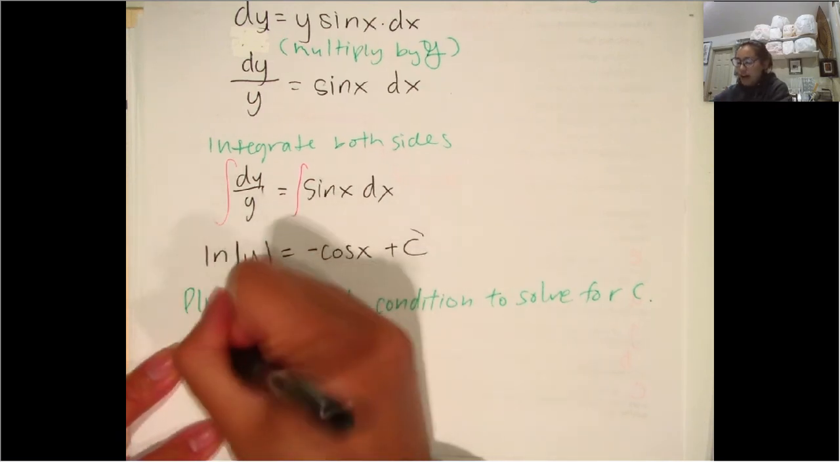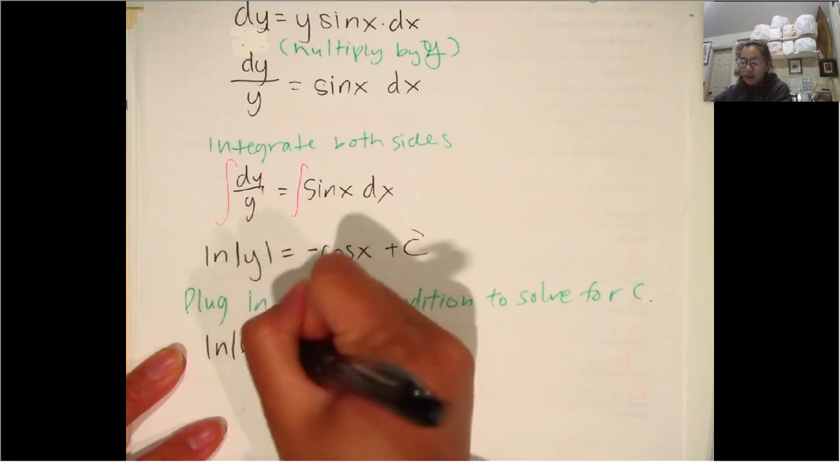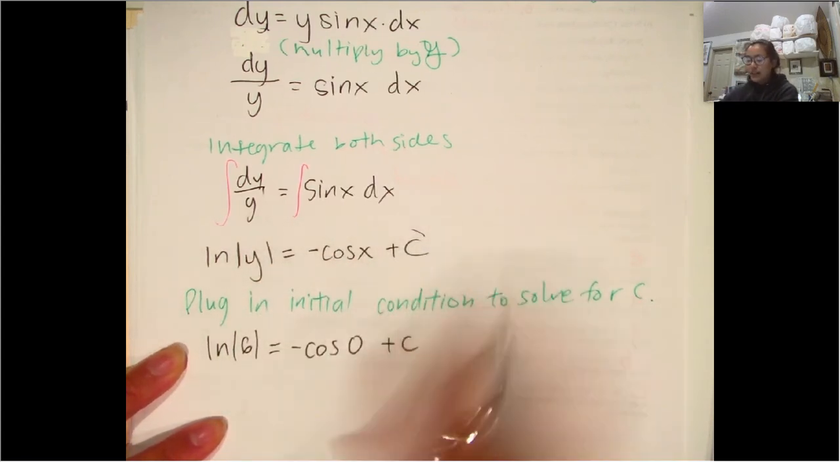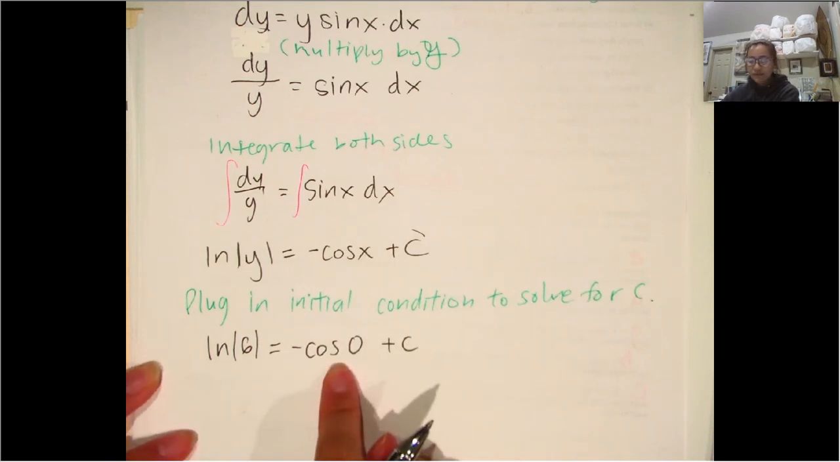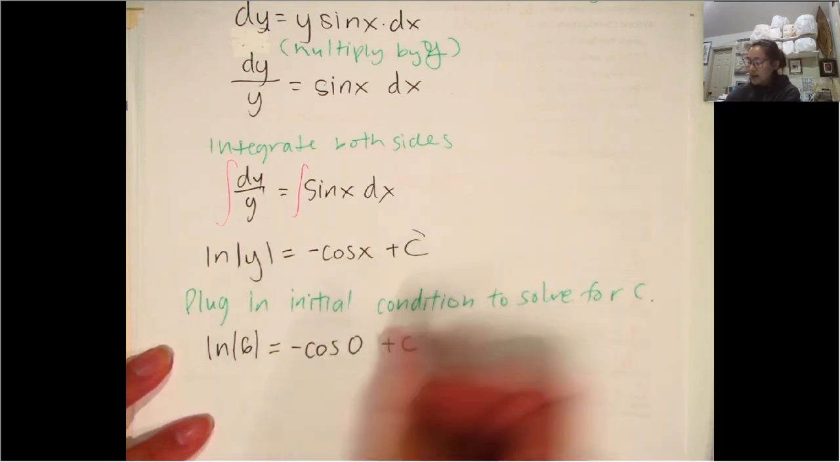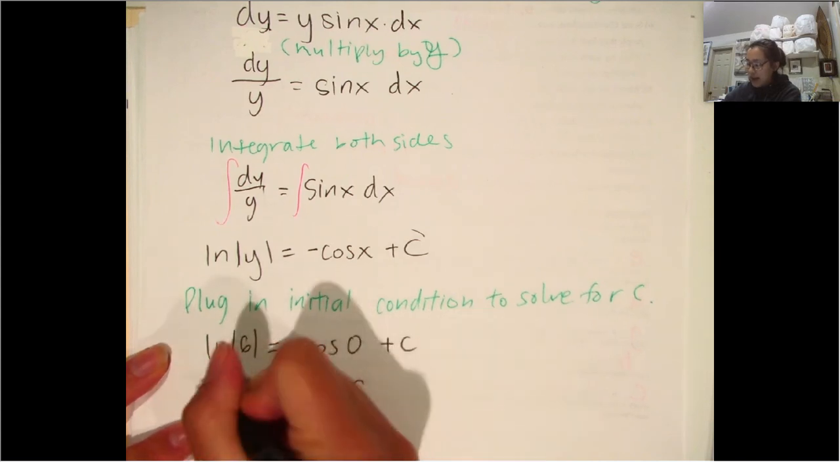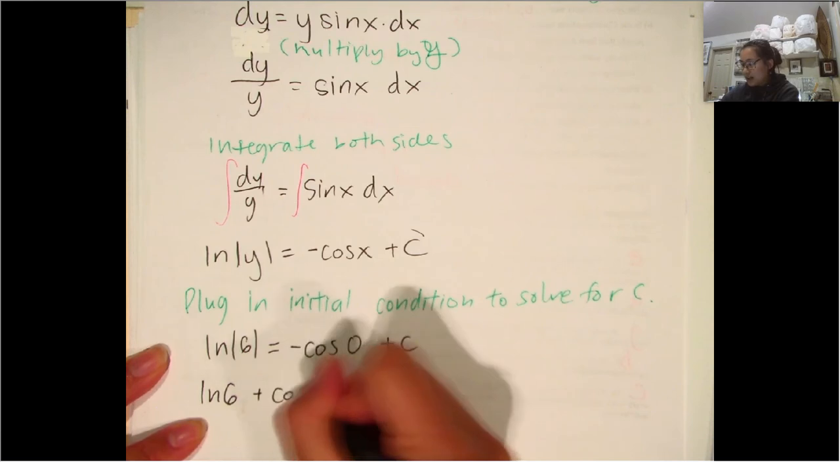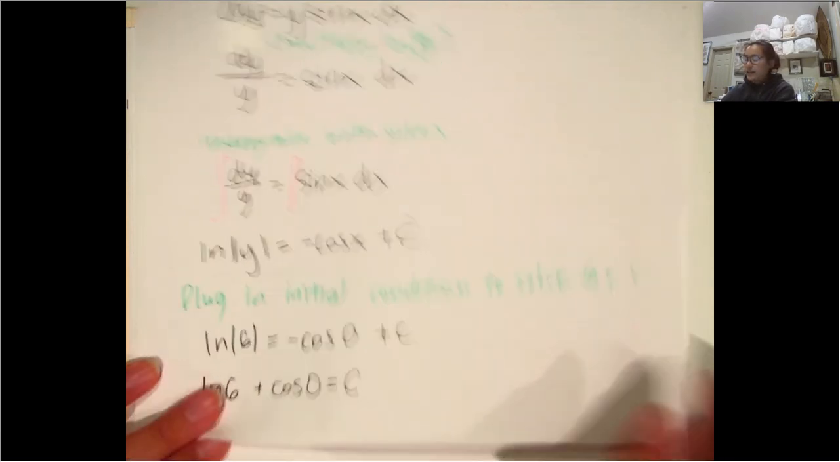So we have ln of 6, or absolute value of 6, equals negative cosine of 0 plus C. So cosine of 0 is 1. And if you're not sure about what it is, you can just leave it as cosine of 0. You will not be docked points for not knowing your trig functions. And then you get C equals ln of 6, and then plus cosine of 0.